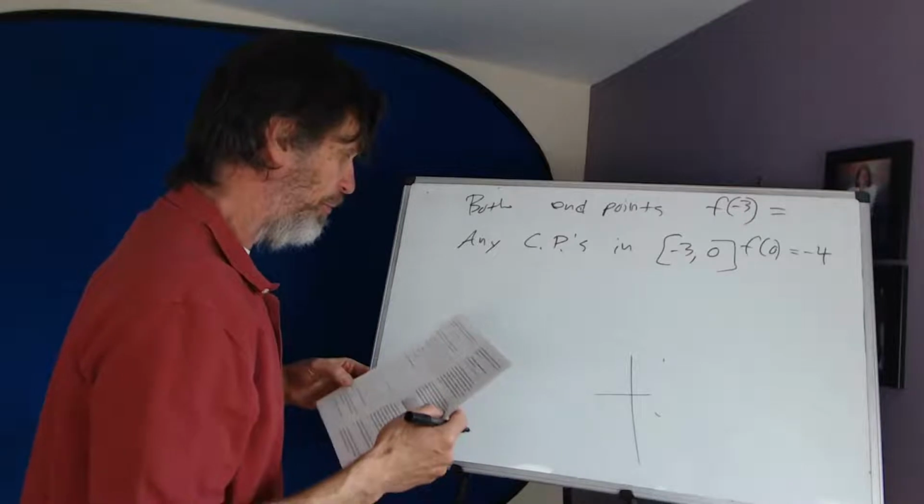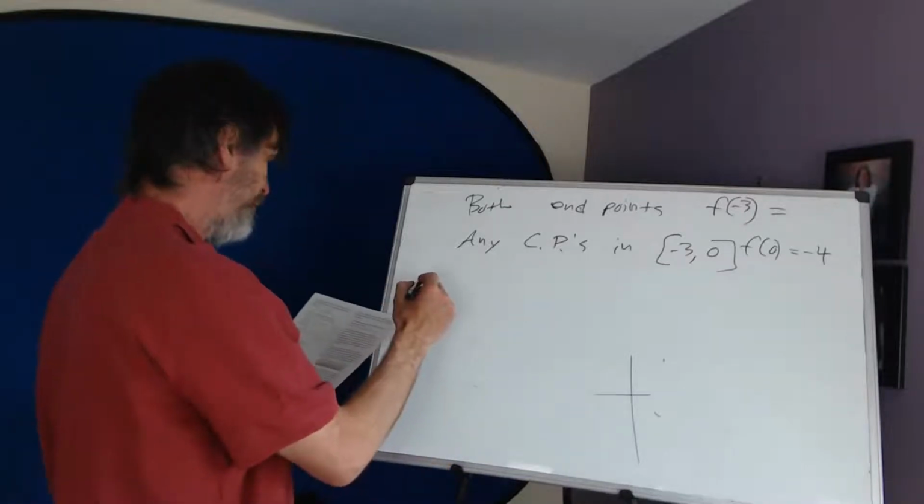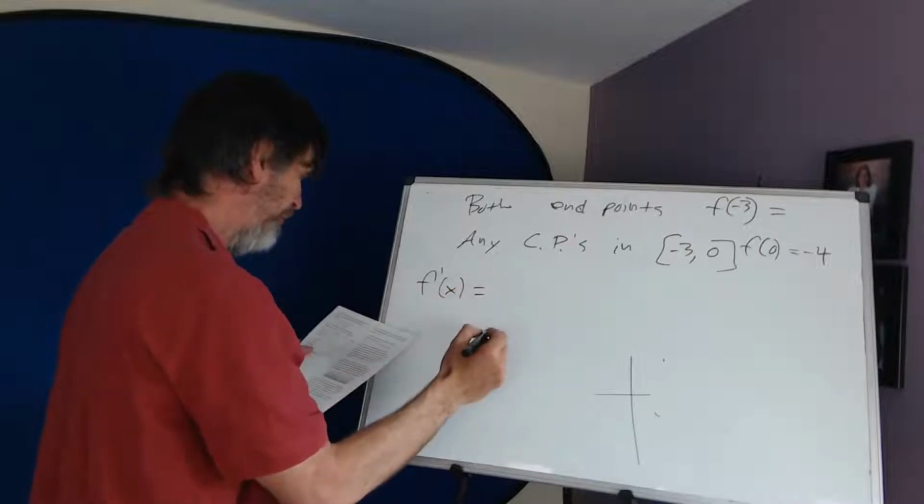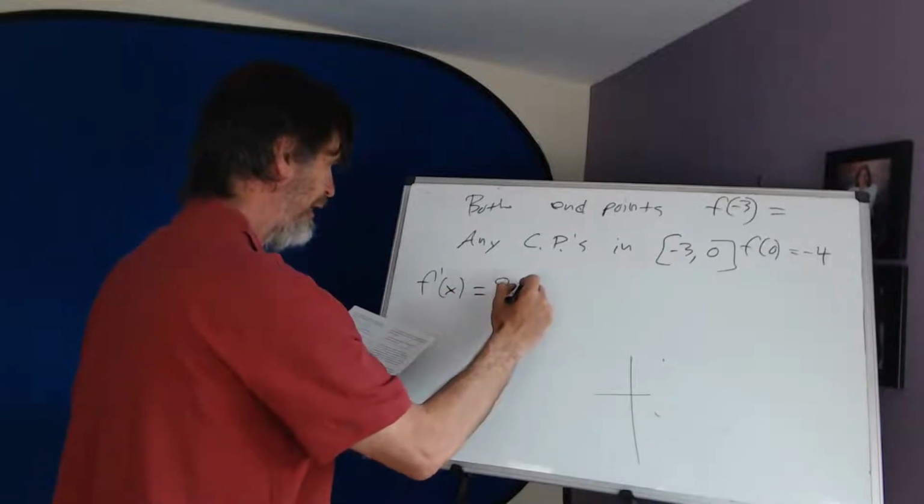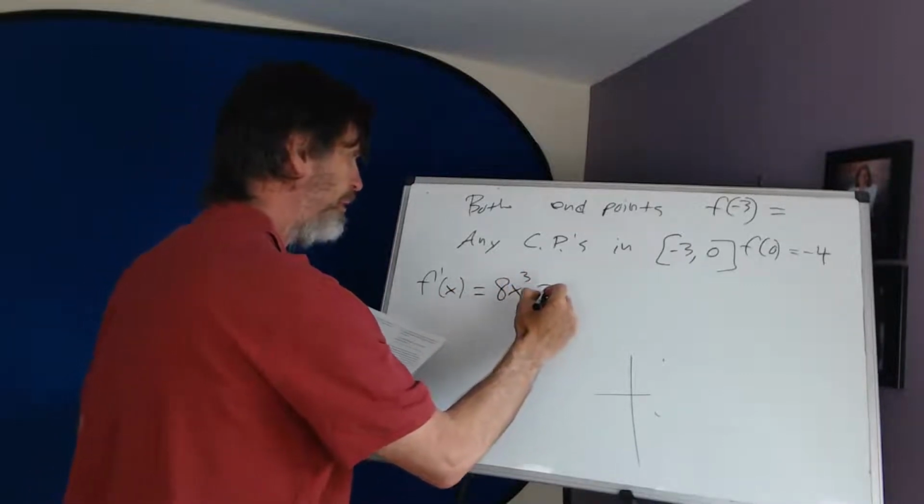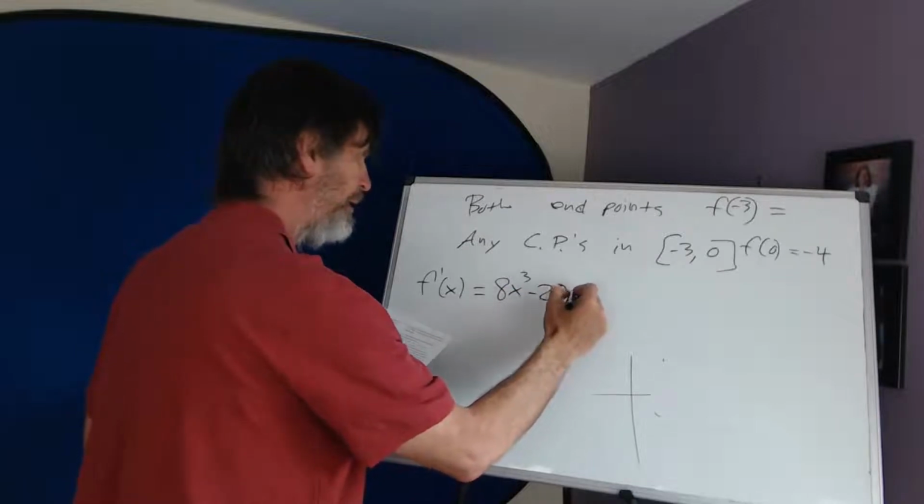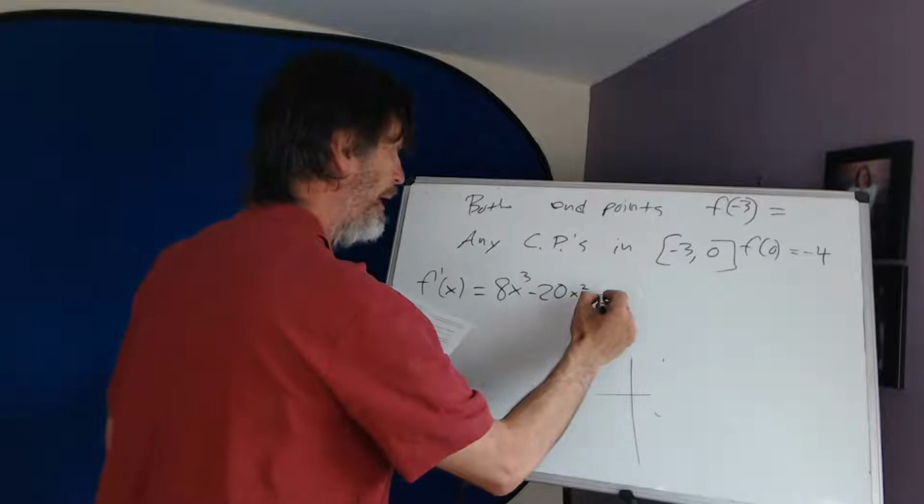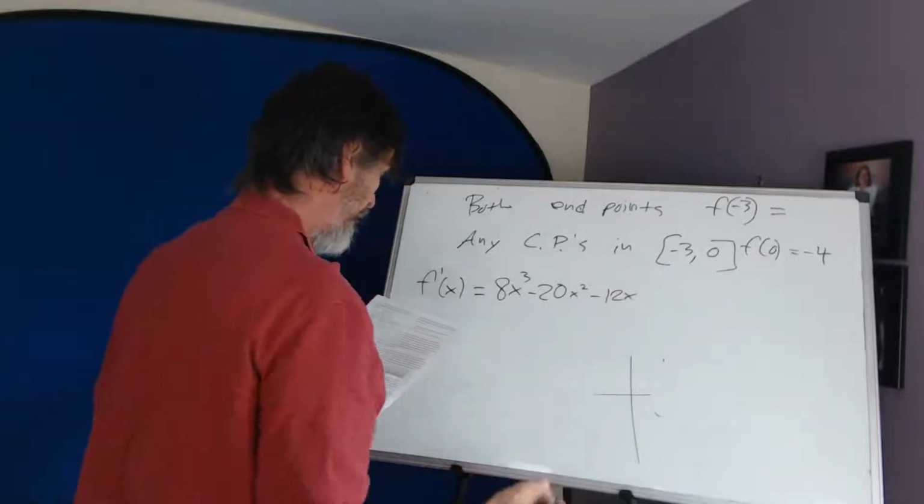So let's find the critical points. Critical points are when the first derivative is 0. So I'm going to write down here the first derivative. 8x cubed minus 20x squared minus 12x.